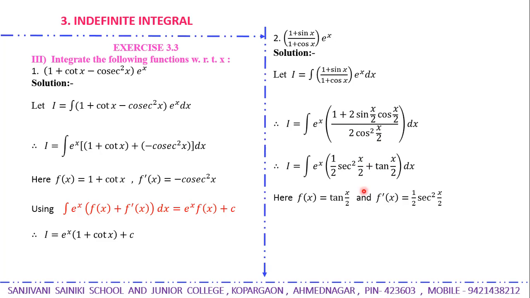So here we take f(x) as tan(x/2) and f'(x) as 1/2 sec²(x/2). Again we use the same corollary: the integral of e^x [f(x) + f'(x)] dx is equal to e^x f(x) + c. That is, I is equal to e^x tan(x/2) + c, the integral of the given function.